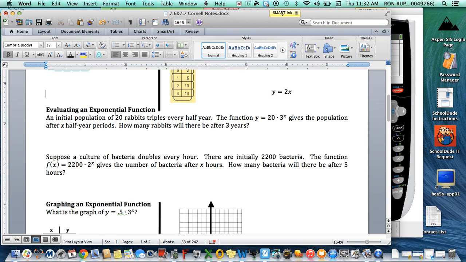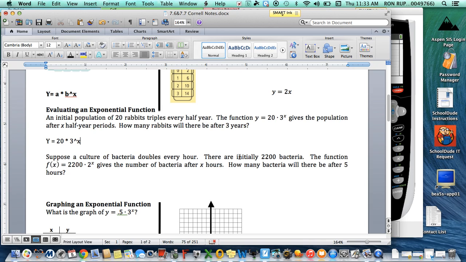So let me rewrite up here: y equals a times b to the x. That was our exponential function. And if you remember, y equals the total, a equals the initial value or what we start with, b equals our factor, and x equals our duration or our number of times. So this becomes quite simple to fill out. y equals our initial value, which in this case was 20, times our b value, which is triples, so 3, to the x. Now, they were nice enough to give us the function y equals 20 times 3 to the x. All we have to do is plug in a number for the x and evaluate.